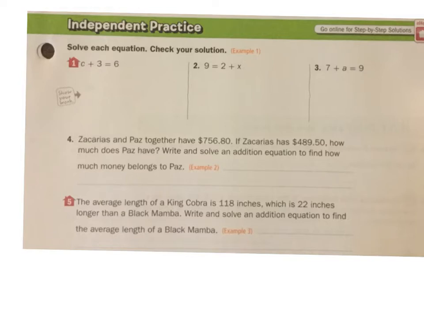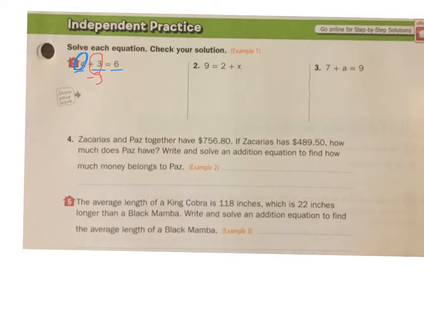All right, let's start with number 1. You have c plus 3 equals 6. Now, I want to get this variable all by itself. I want only c right there. I want c equals something. So what that means is I have to get rid of this 3 right here. And if I have 3 of something and I want to get rid of it, I subtract it. I take 3 away. So I'm going to subtract 3 right here.